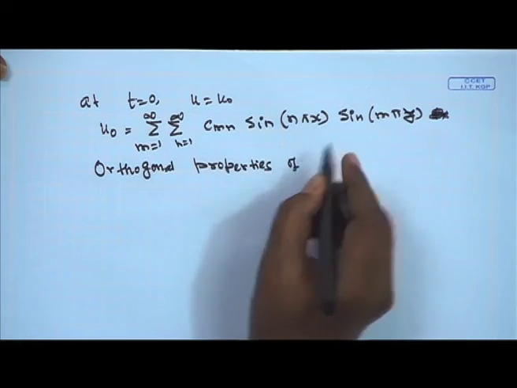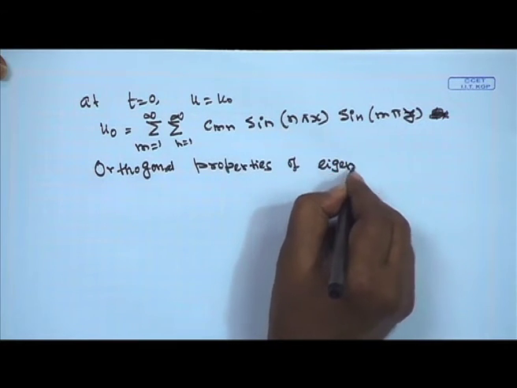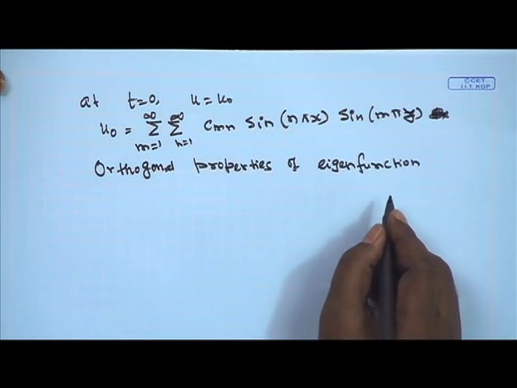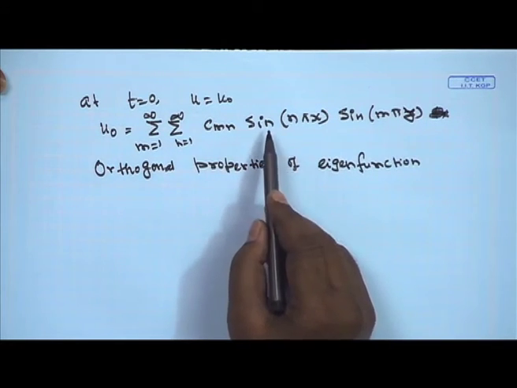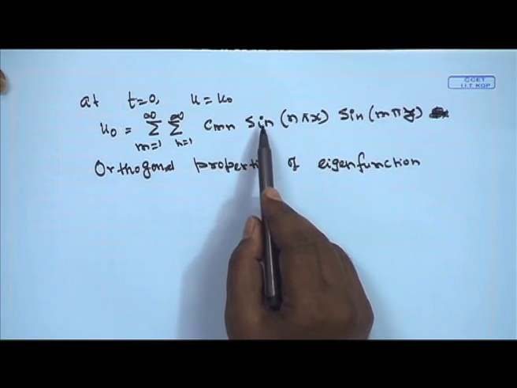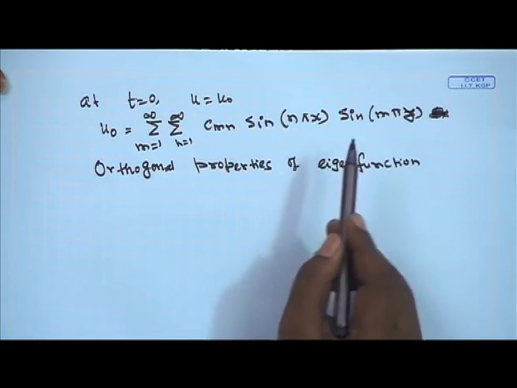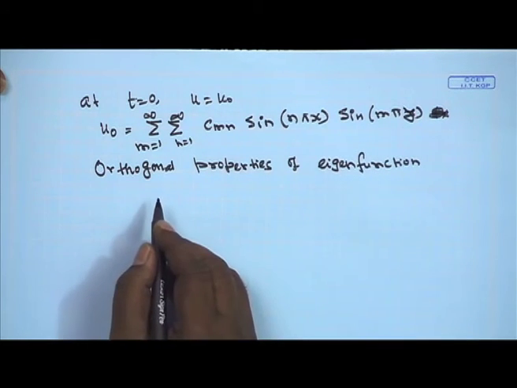It is an eigenfunction and we can evaluate this constant Cmn. So, what are we going to do next? We are going to multiply both sides by sin m pi x sin n pi y dx dy and integrate over the domain of x and y.